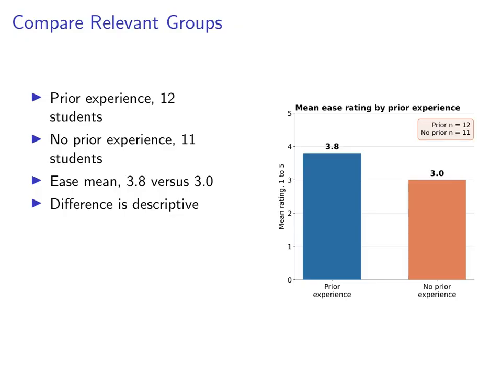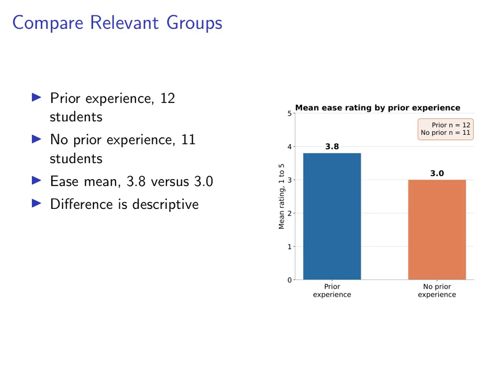The team also recorded prior experience with a similar app. 12 students had prior experience and 11 did not. The prior experience group had a mean ease rating of 3.8. The no prior experience group had a mean ease rating of 3.0. This is a useful comparison, but it must name the groups and the measure.